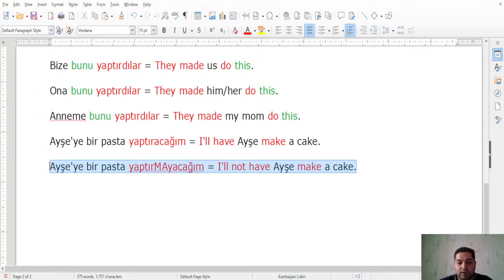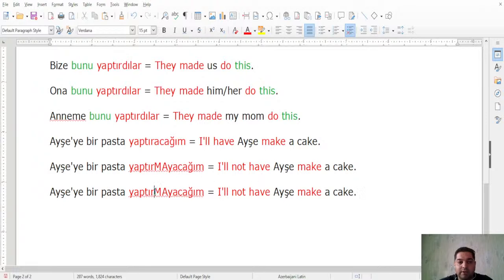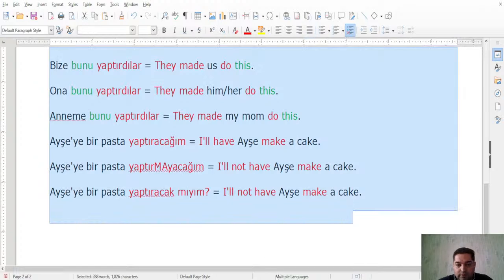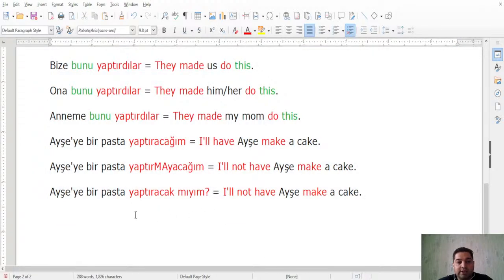Let's make this sentence interrogative. Ayşe bir pasta yaptıracak, right? Yaptıracak mıyım? Ayşe bir pasta yaptıracak mıyım? You see, tır here is still in the root, between the root and the future tense ending. It's not Ayşe bir pasta yapacak mıyım, it's yaptıracak mıyım? Will I, right?